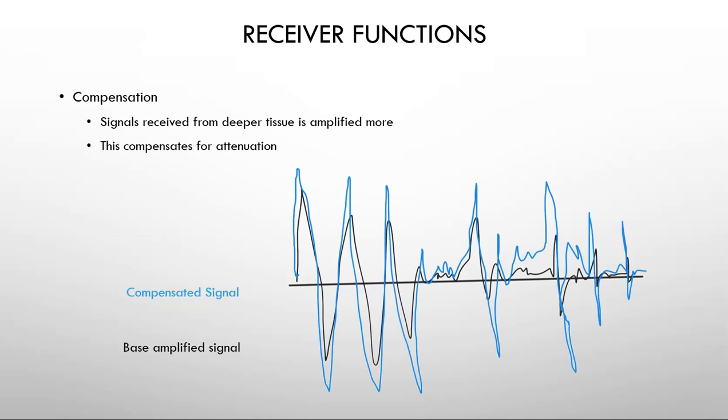With compensation, signals from deep in the tissue are amplified more than signals that are near. So here we have a drawing that shows in black the baseline amplified signal becoming compensated. The reflections in the front of it are larger than the ones at the very back, but after compensation they're all approximately the same.